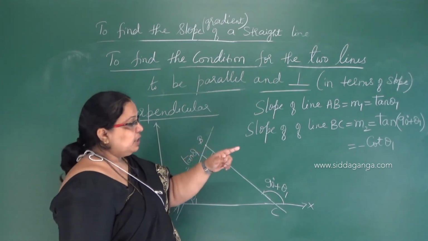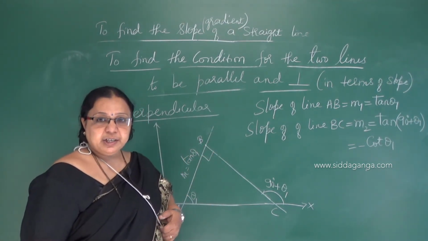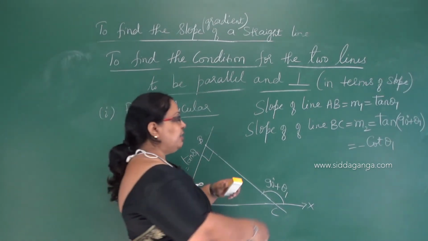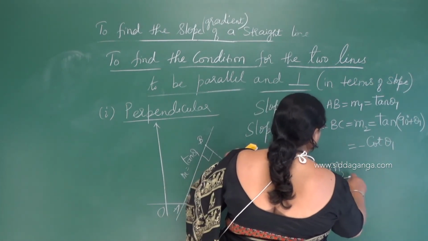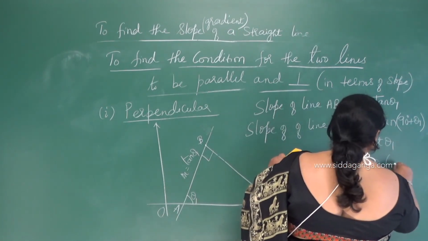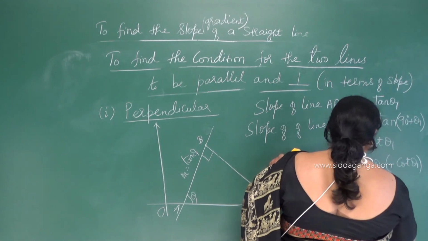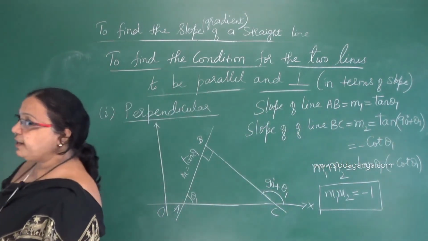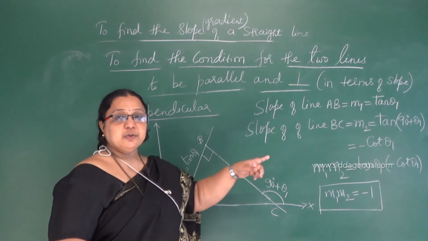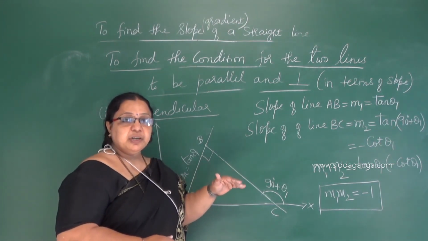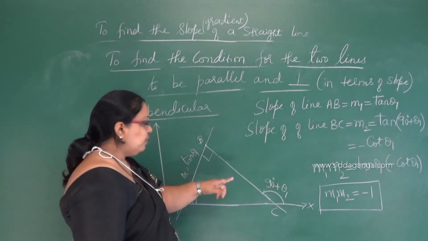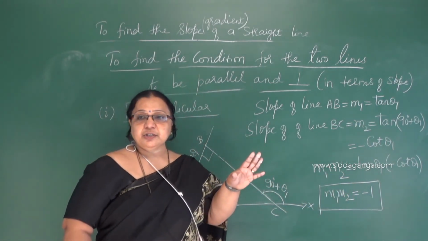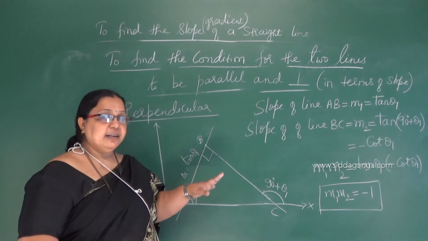One has the tan ratio and the other has the cot ratio. By the reciprocal relation, we know that tan theta into cot theta equals 1. If we multiply the two, m1 into m2 equals tan theta 1 into minus cot theta 1, which is equal to -1. The condition for the two lines to be perpendicular is that the product of their slopes is -1. When the lines are parallel, their slopes are equal, and when the lines are perpendicular, the product of their slopes is -1. These are the conditions for the two lines to be parallel and perpendicular.